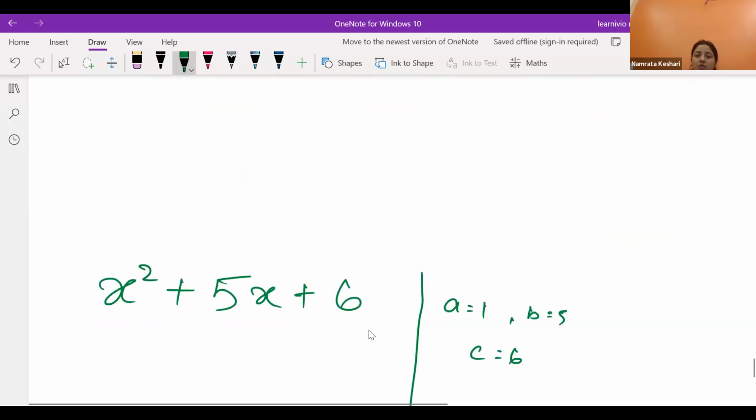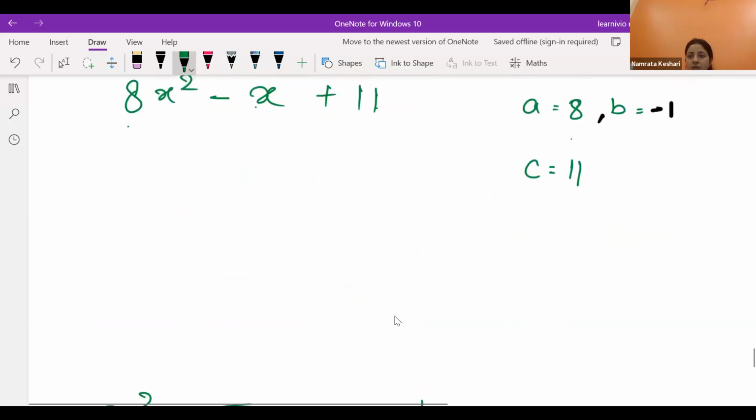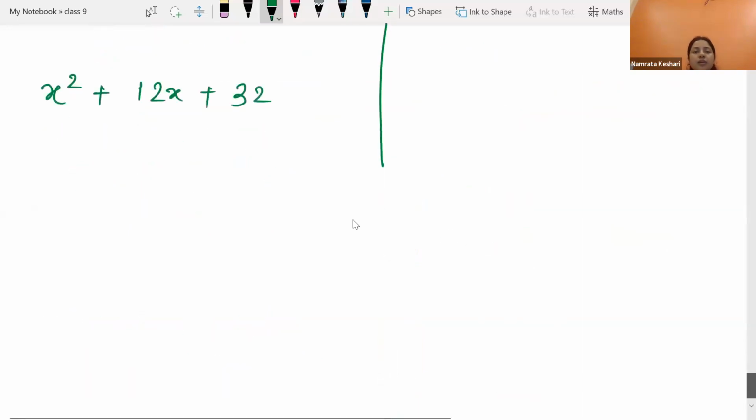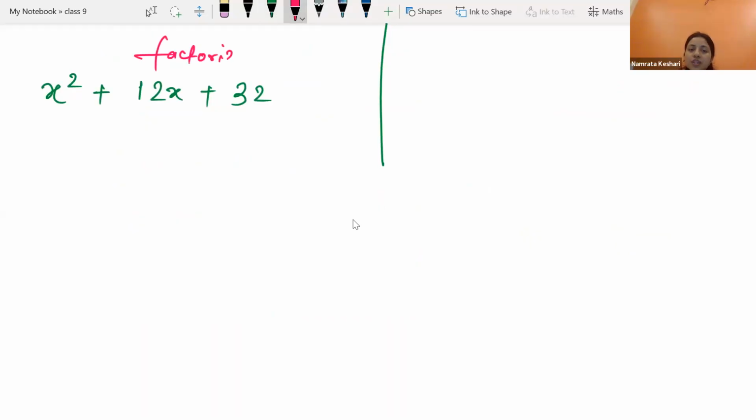Just a moment, let me scroll down. Yes, this one. This is the last example, and here we will do factorization. Factorization means something multiplied with something. So we are going to write it in this pattern, and then we will say that we are done with the factorization.